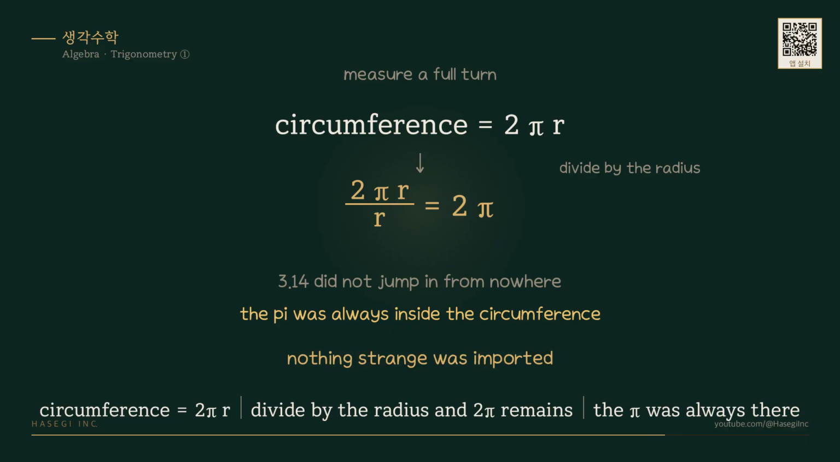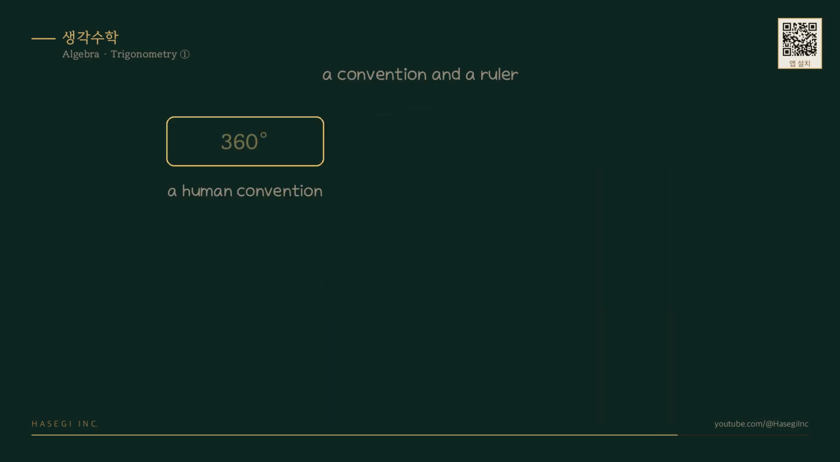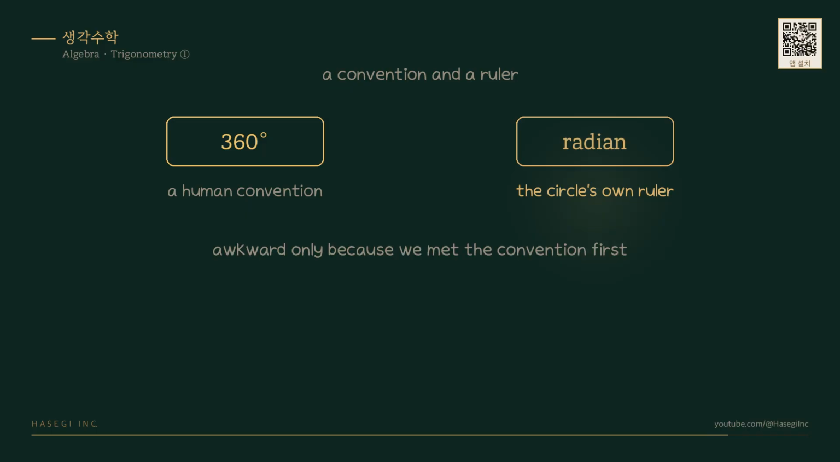Nothing strange was imported. To sum up, 360 degrees is a convention people agreed on, and a radian is the ruler the circle carries itself. Radians feel awkward only because we met the convention first. And the moment you pick up this ruler, arc lengths and areas become far simpler.